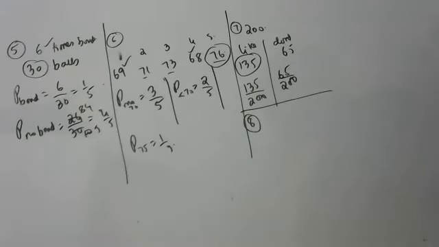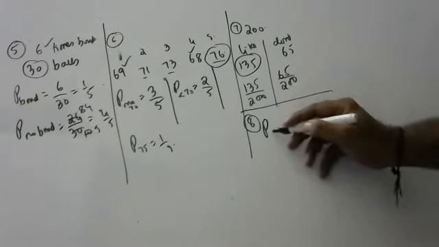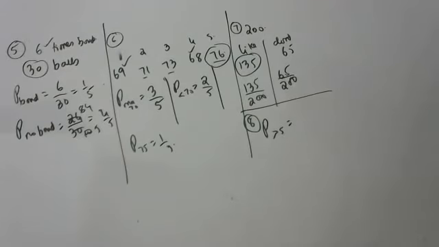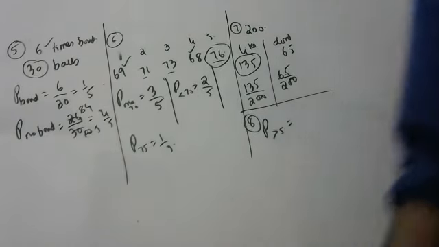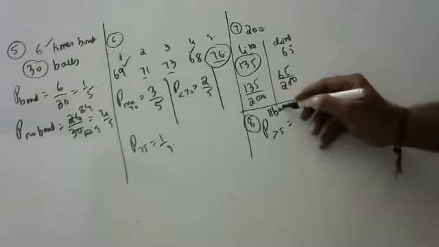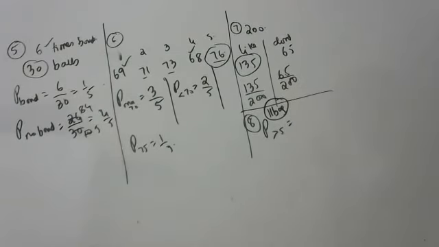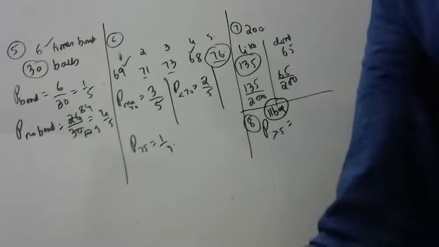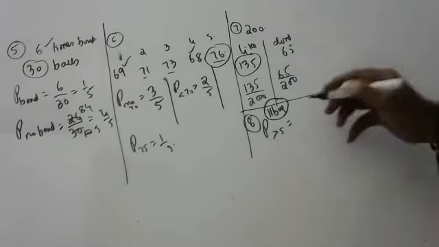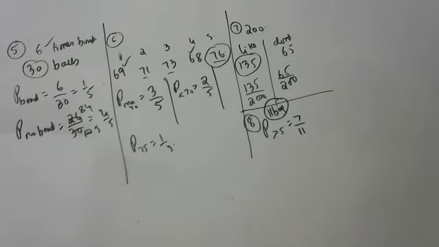Find the probability that any of these bags chosen at random contains more than 5 kg of flour. How many bags are there? 1, 2, 3, 4, 5, 6, 7, 8, 9, 10, 11. 11 bags are there. How many of them have more than 5 kg? 7 are there. So 7 by 11 is the probability of more than 5 kg.